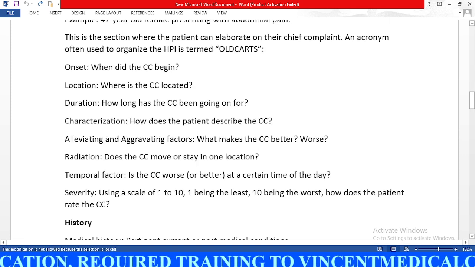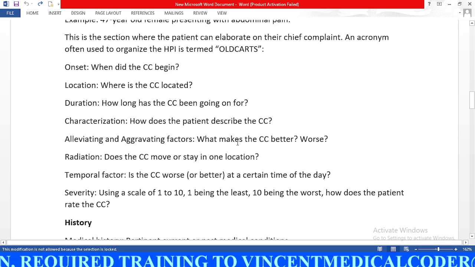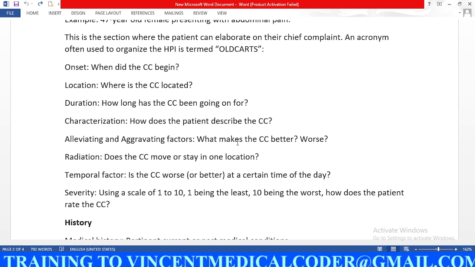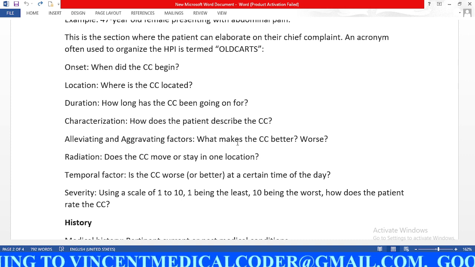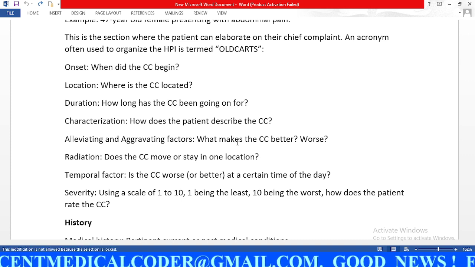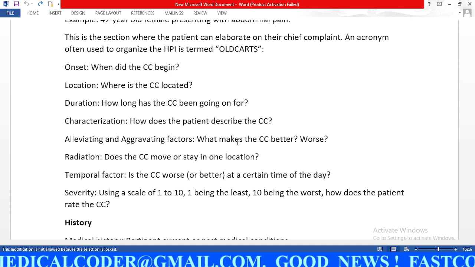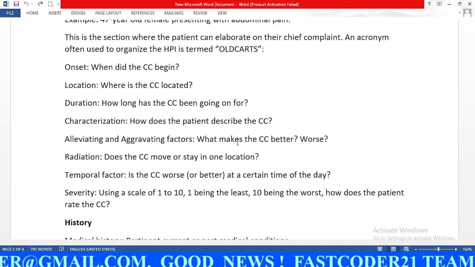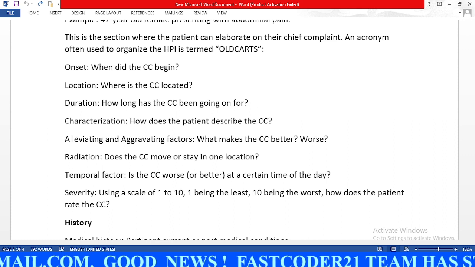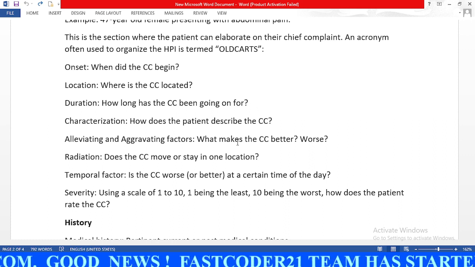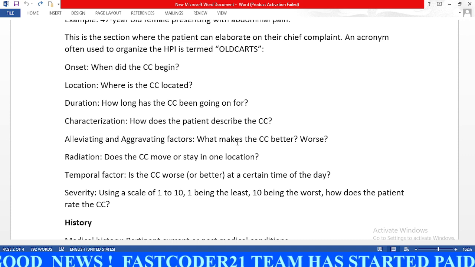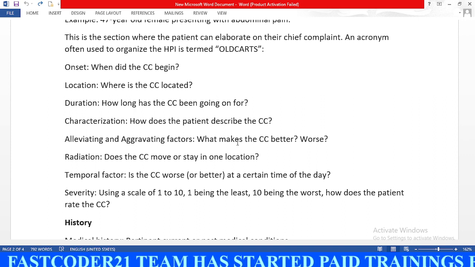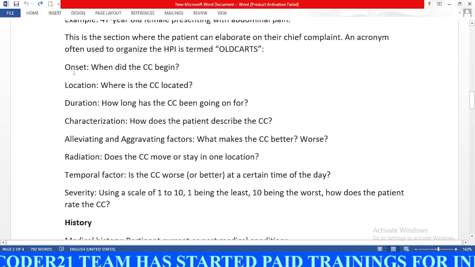In HPI, the patient can elaborate on their chief complaint. They will provide more information about the chief complaint, so HPI contains a more narrative description of the chief complaint. An acronym often used to organize the HPI is termed OLD CARTS. These are the things the physician needs to document in the patient's medical record in order to code properly. So OLD CARTS: Onset, when did the chief complaint begin?